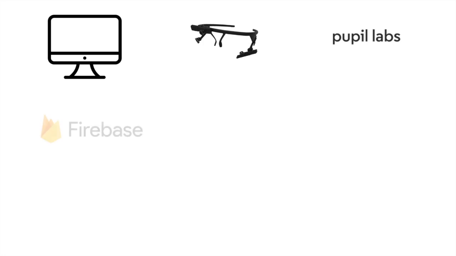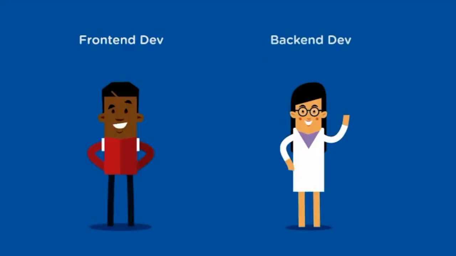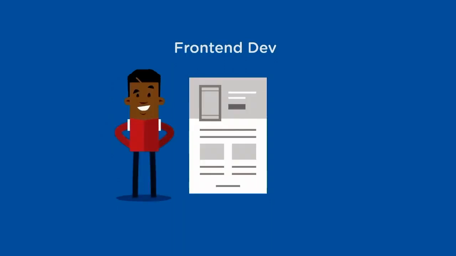As we went over throughout this video, we'll be using the following equipment: computers, Pupil Labs glasses, Pupil Labs software, Firebase, GitHub, HTML, CSS, JavaScript, Node.js, and D3. Our team structure is divided into two sections. Ben, Yuna, and Ricardo will handle the back end, while Brian and Mary develop the front end.